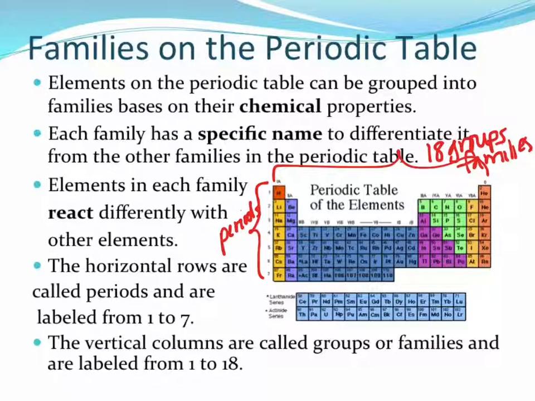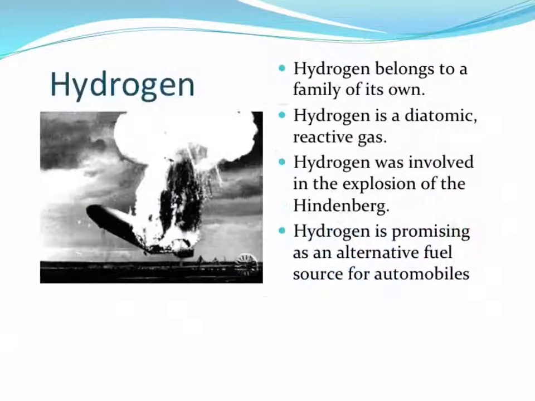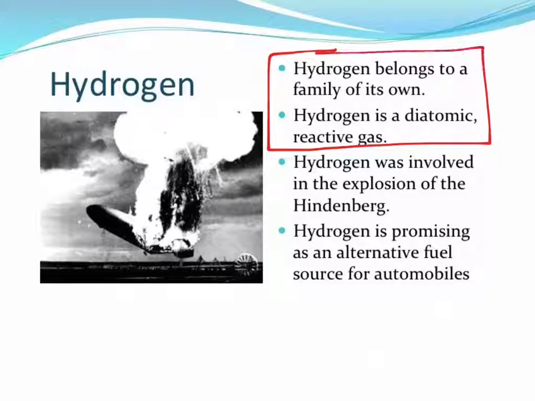The very first one we're going to look at is hydrogen. Hydrogen is out by itself. It's a family all on its own. And it's diatomic, which means two atoms. When it occurs by itself, it will be written as H2. I kind of say it's a twin. Those are the 7 up there too. They're twins. Hydrogen, family of its own, is diatomic, and it's a reactive gas.